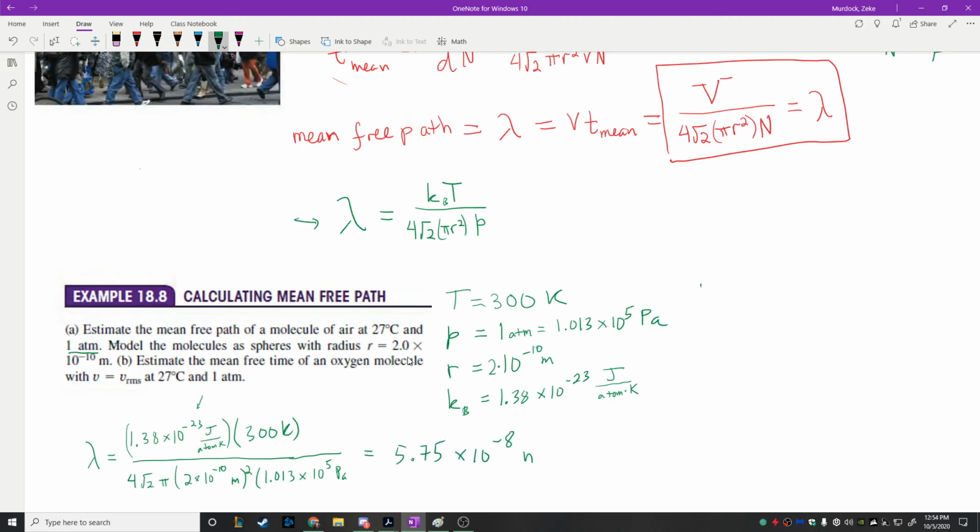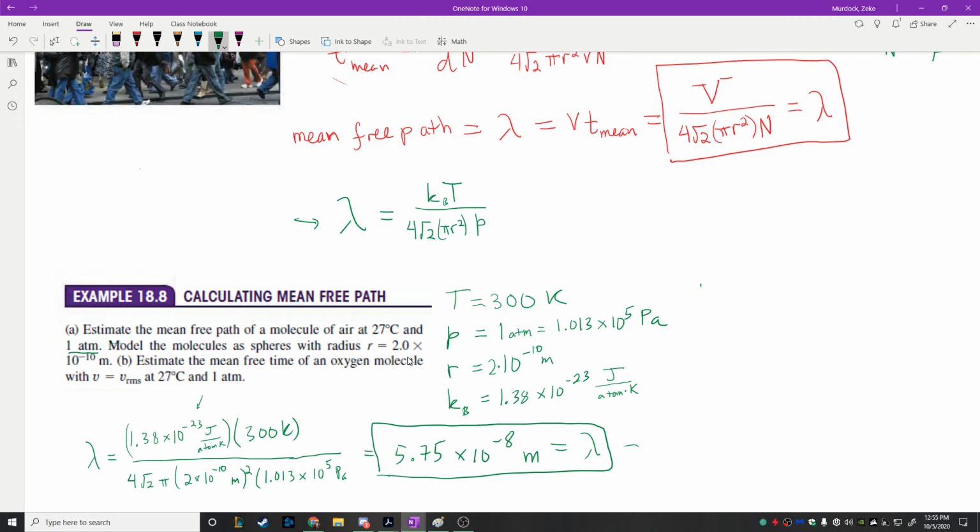Is 10 to the negative 8 an angstrom? I don't remember. So that's your mean free path. Not very far. It's about 100 times as big as the size of the atom, though. So these molecules can move about 100 times as far as their radius without actually running into anything, if that gives you an idea.